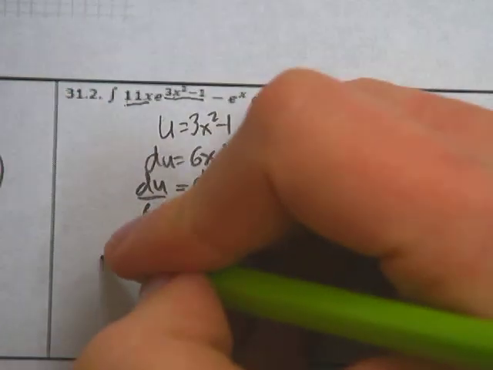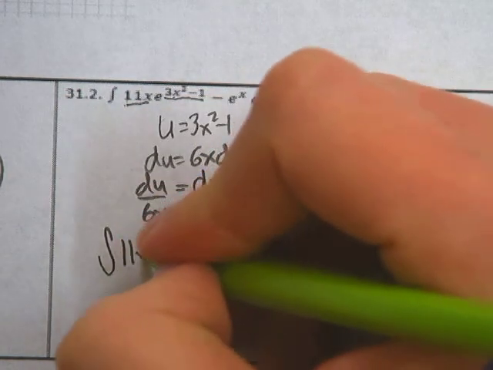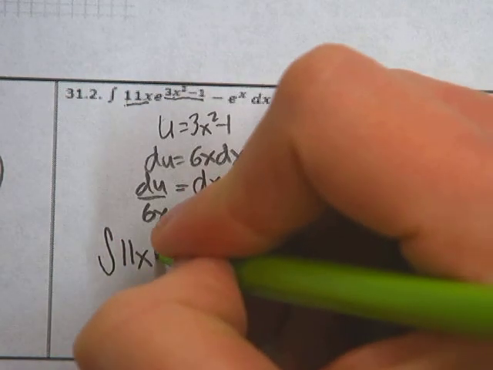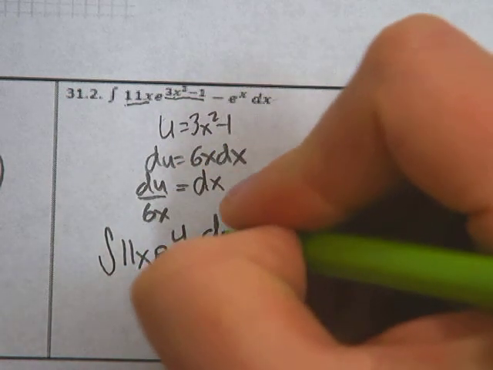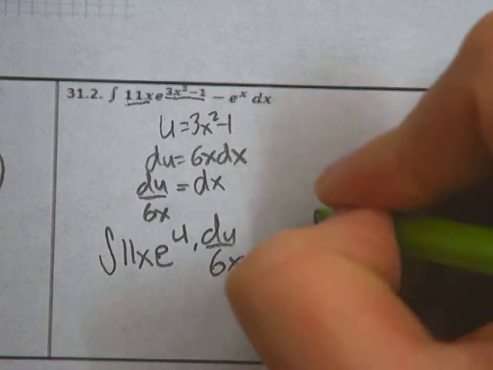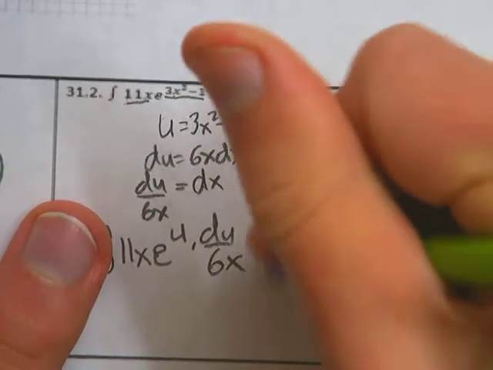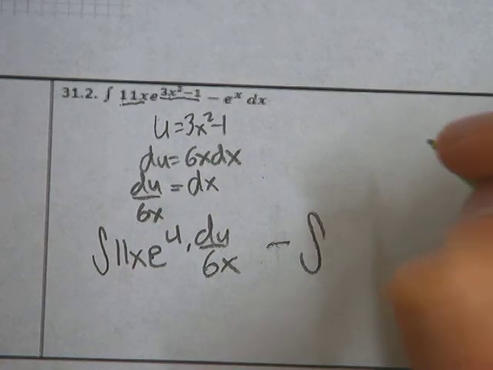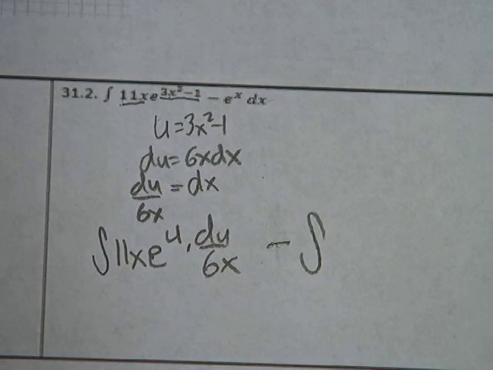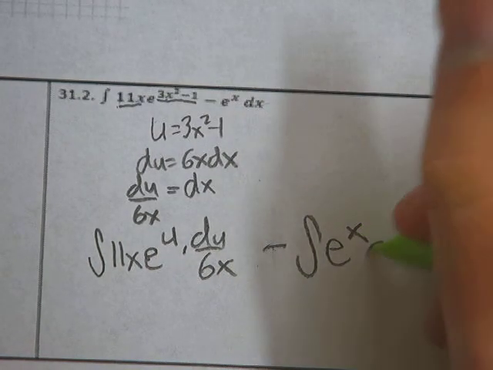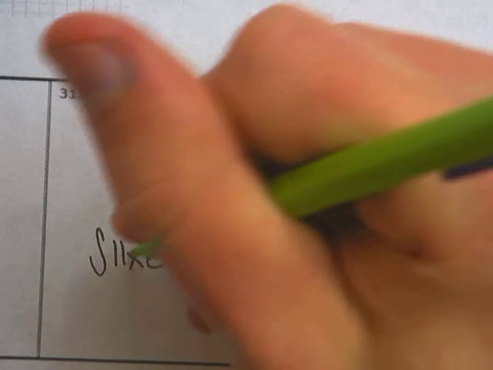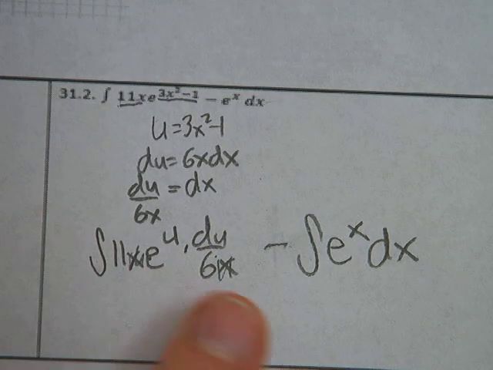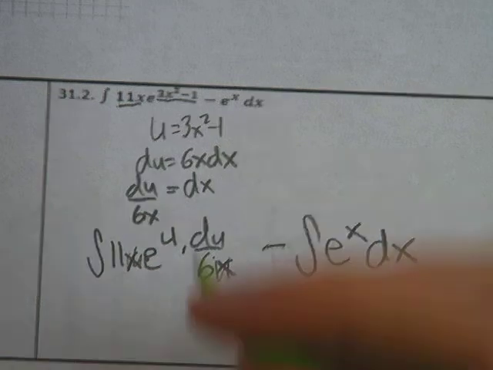And I'm going to rewrite my integral now. The integral of 11x e to the u times dx, which is du over 6x. And minus, whoops, there's a minus there. I'm splitting it into two integrals here because I don't want to have x's in one and not in the other, and I'm not plugging anything in for the x here. So I'm just going to have this one be its own separate integral, e to the x dx. Now I can cross out the x's because there's one on the top, one on the bottom. So I just have 11/6 e to the u.